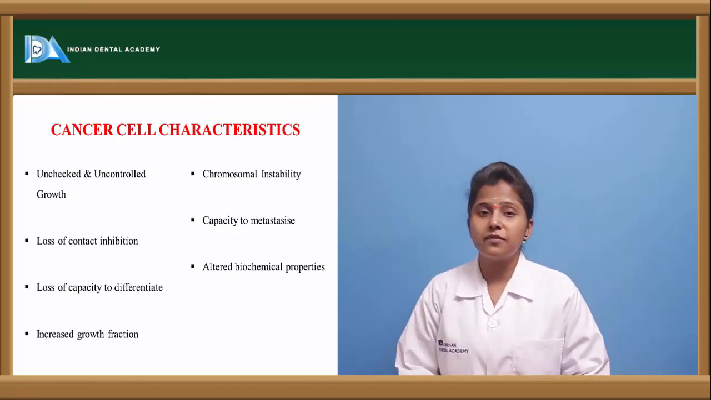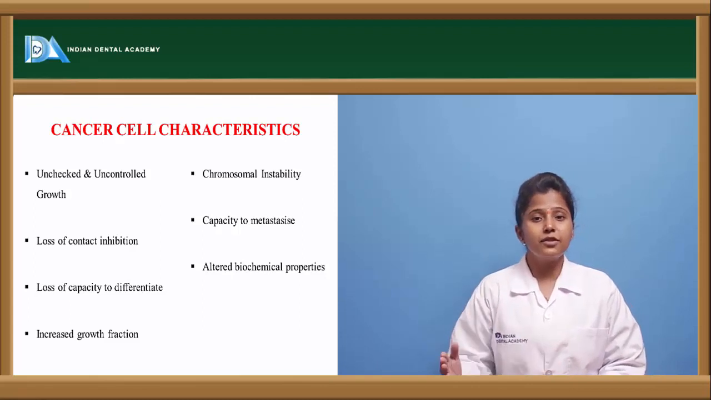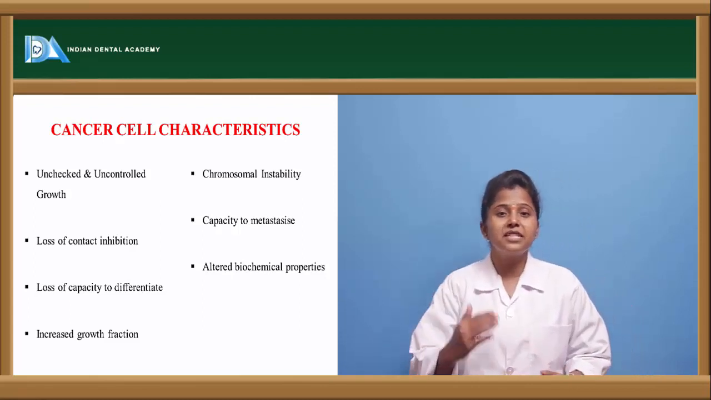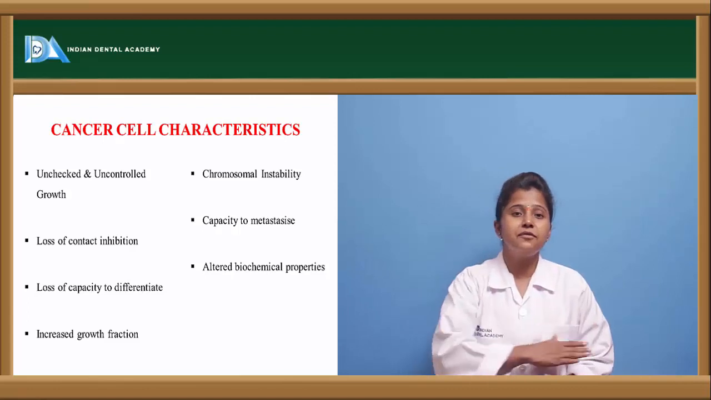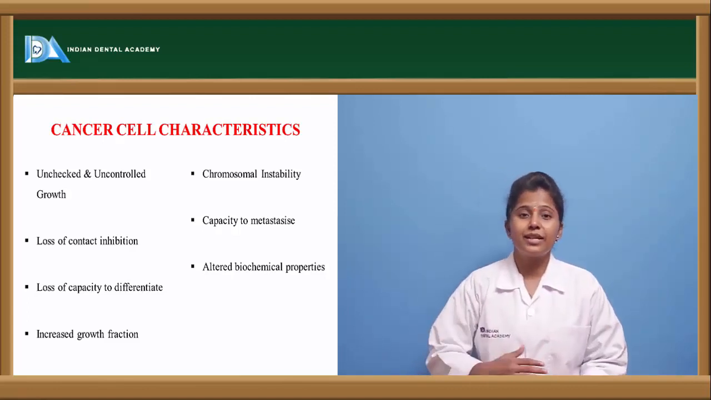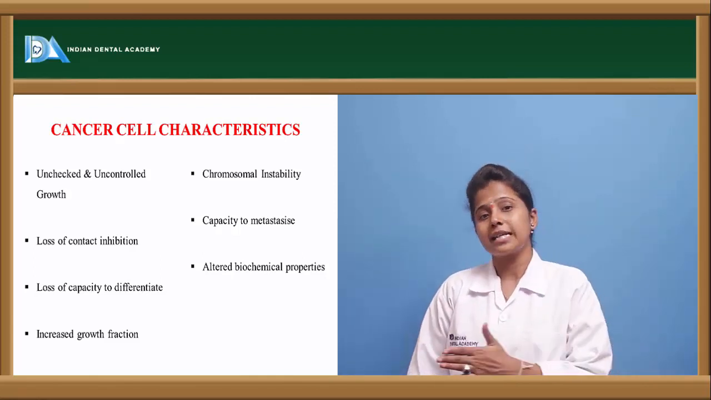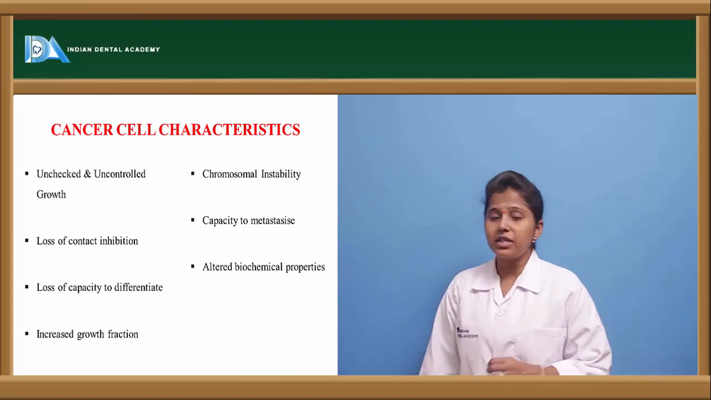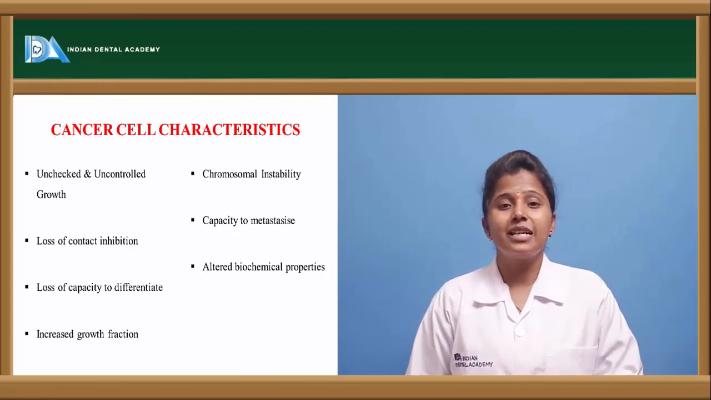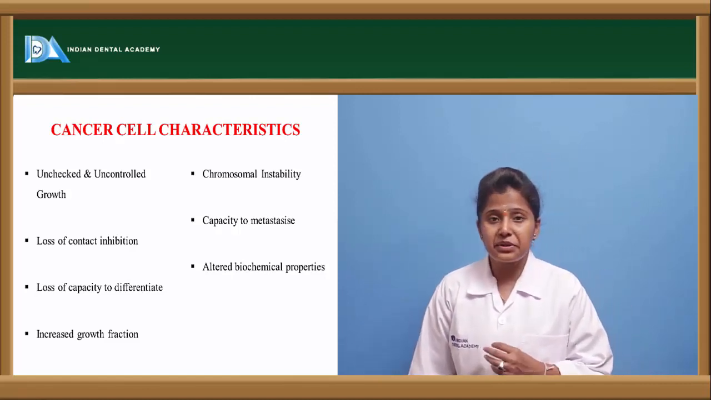And capacity to differentiate: they don't have the capacity to differentiate. If we see, normal cells are differentiated into different cells, like red blood cells and white blood cells, but cancer cells cannot be differentiated. So all cells are the same. And increased growth fraction: they divide so rapidly, or grow so rapidly, that they are easily spreadable in the body.